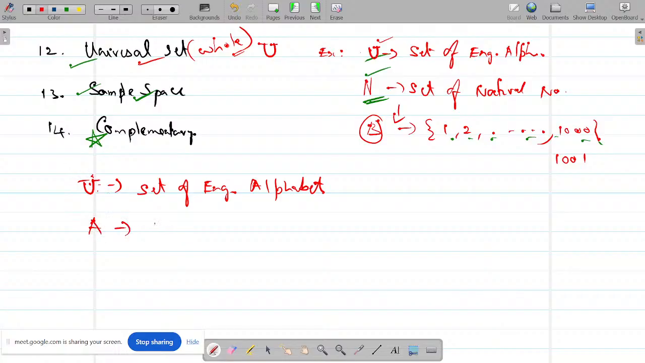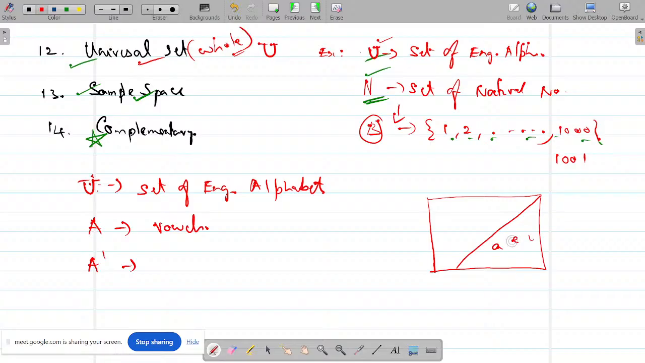I name A, which consists of only vowels. What is A dash then? Take the help of the Venn diagram. I have this one: A, E, I, O, U. This is my A. So what is A dash? All the consonants. Am I right? What about here? This is B. B is the sample space.